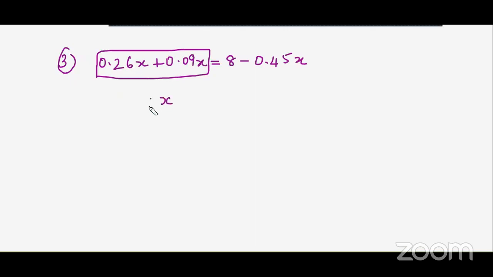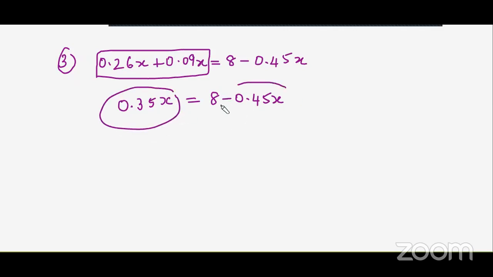5.3 minus 0.45x equals 8 minus... Now, which is smaller, 0.35x or negative 0.45x? Obviously the negative one, so you'll shift that. So you'll get 0.35x, sorry, plus 0.45x is equal to 8, right?